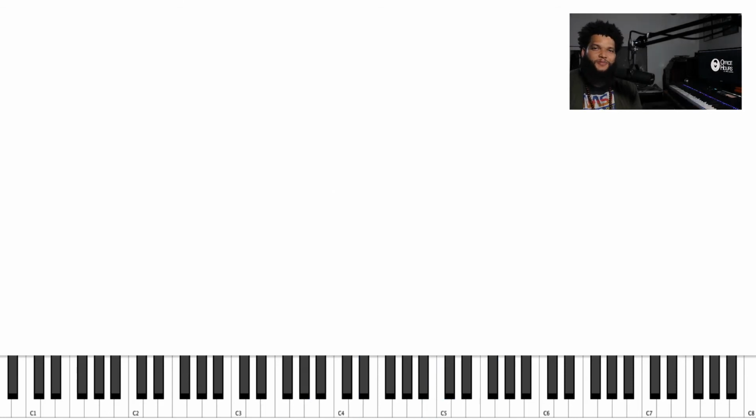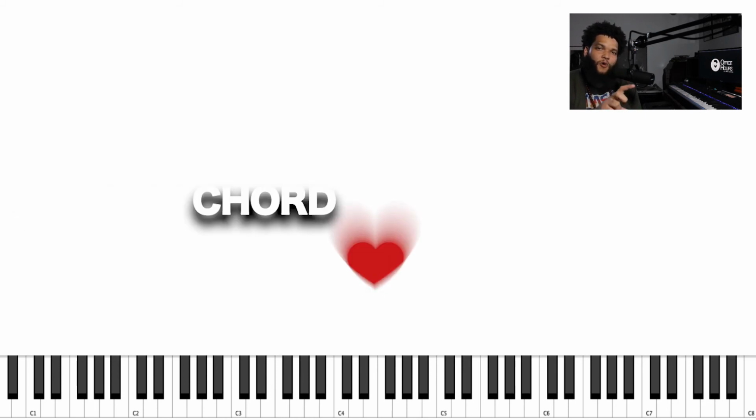This particular practice method really helps you to understand not just how to play the line in all 12 keys, but also focusing on how we connect from chord to chord.